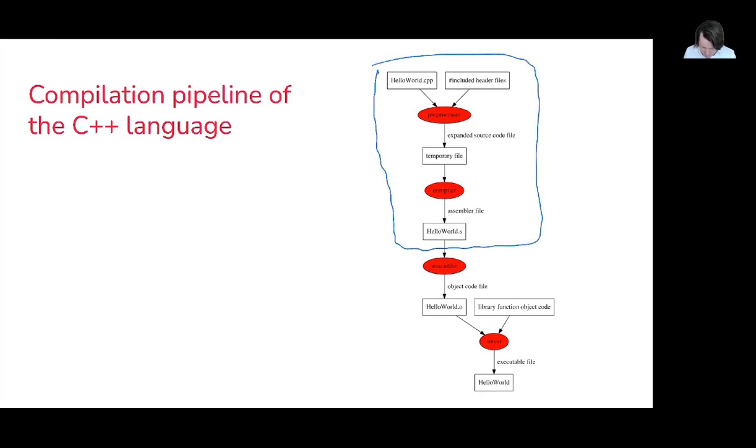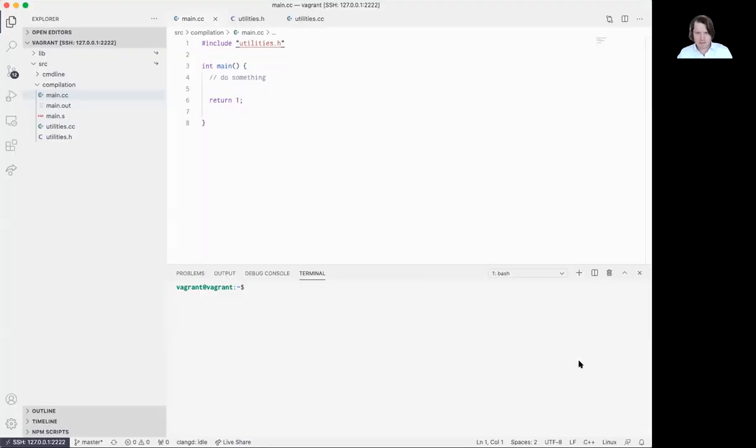And next, we're going to see how that assembly code is converted into machine code by the assembler. So what we will be focusing on in this video is this portion of the process here. So let's jump back over to my Visual Studio Code.